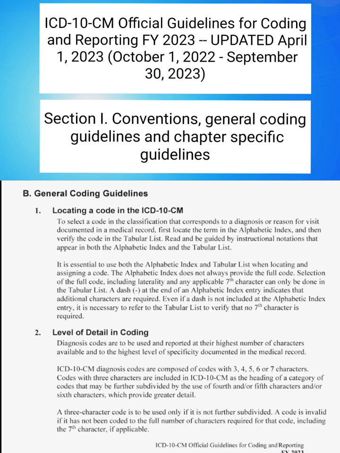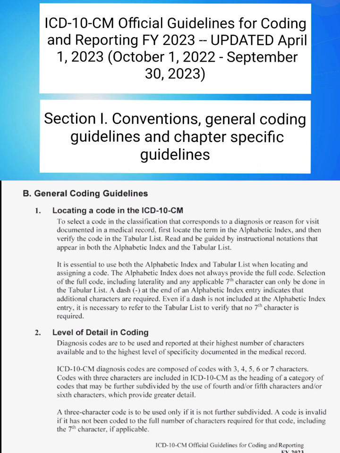The alphabetic index does not always provide the full code. Selection of the full code, including laterality and any applicable seventh character, can only be done in the tabular list. A dash at the end of an alphabetic index entry indicates that additional characters are required. Even if a dash is not included at the alphabetic index entry, it is necessary to refer to the tabular list to verify that no seventh character is required.